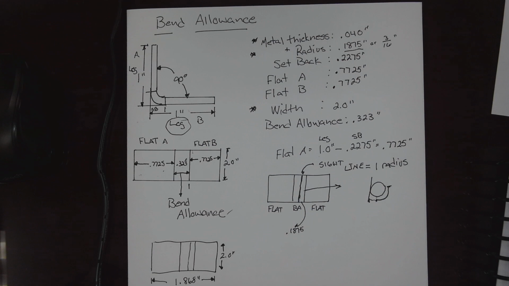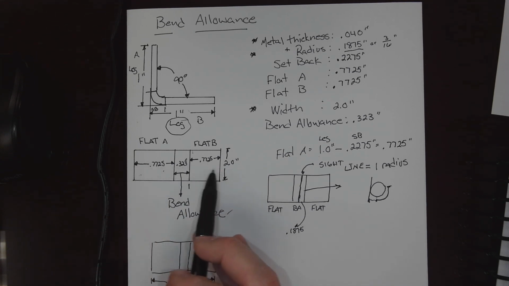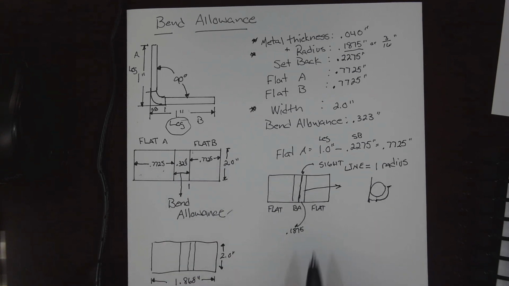This is how we walk through solving what our flat layout dimensions are supposed to be and our marks on that layout in order to produce a by-the-book bend using the exact right amount of material.